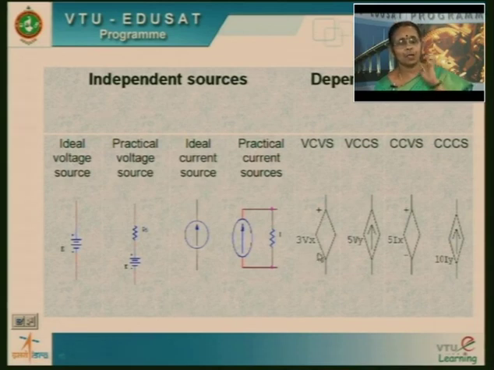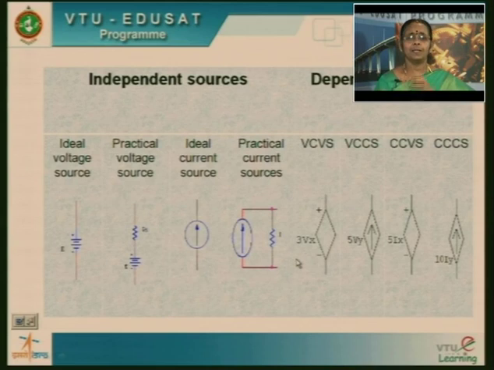So the magnitude of the voltage of this particular source is dependent on Vx, where Vx may be the voltage across a certain part of the circuit, across a resistor, maybe across an inductor, or maybe across the capacitor, or maybe some impedance. Okay, so it is 3Vx. 3Vx represents that it is the magnitude of the voltage, 3 into Vx. Vx is the voltage across any part of the circuit.